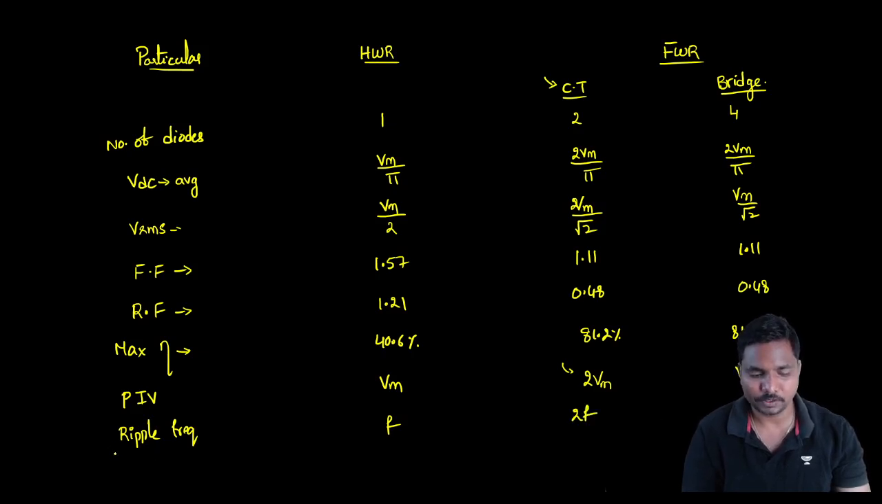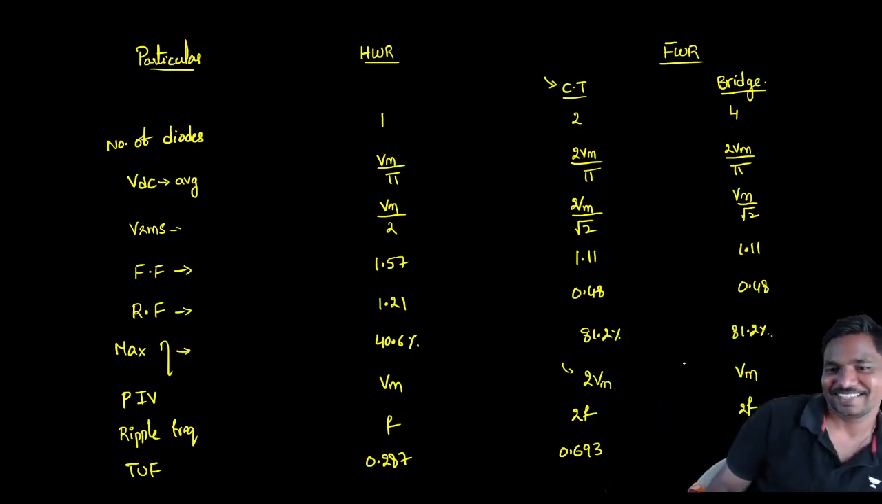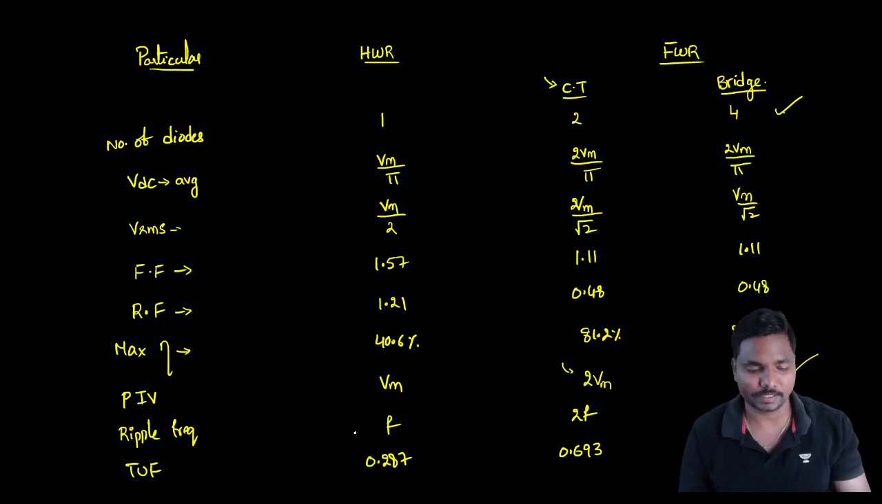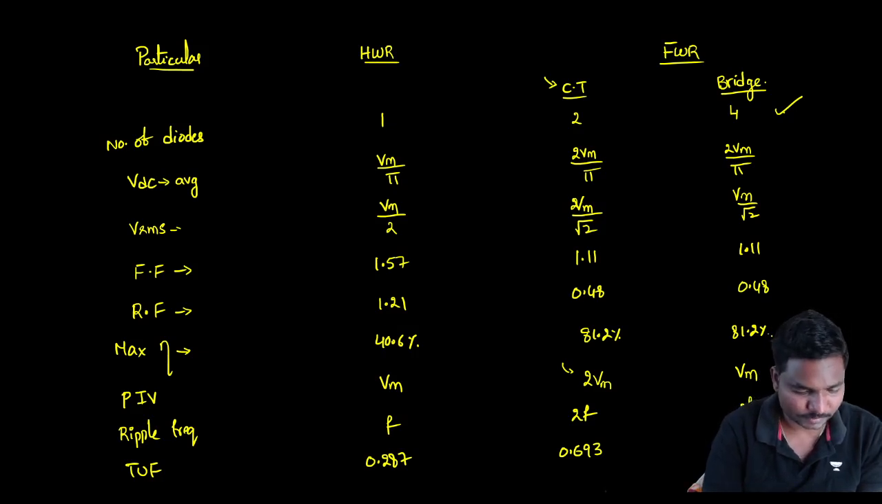Coming to transformer utilization factor, very important: 0.287, 0.693, 0.812. I think these are visible now. So note down. The main differences between center tap and bridge are the PIV rating and the transformer utilization factor. Note down and just wait a little bit after that.